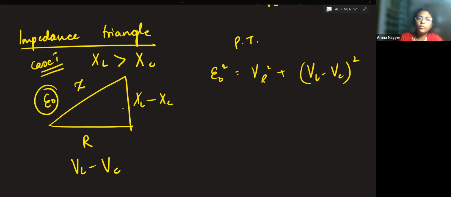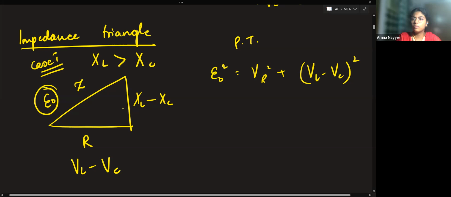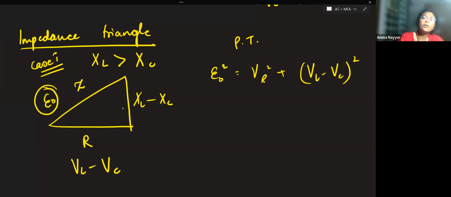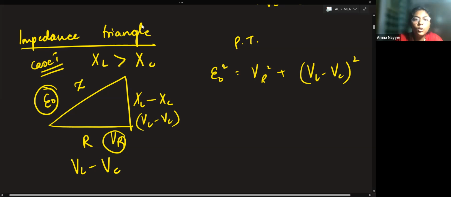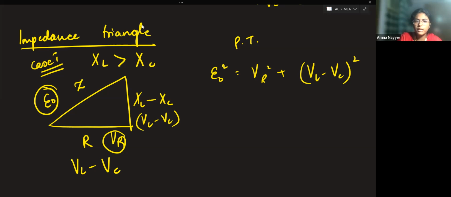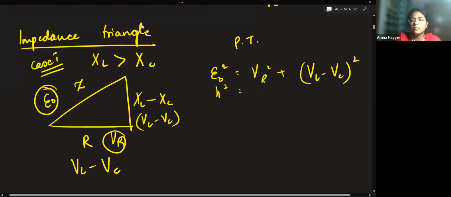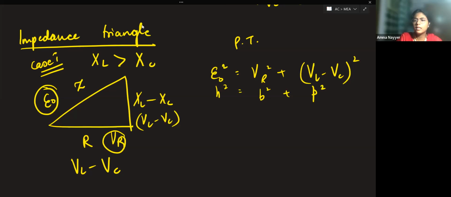Now if I write it in terms of voltage, the voltage for the whole circuit will be E naught. Remember I wrote E is equal to E naught sine omega t, so the peak value is E naught. XL minus XC will correspond to VL minus VC, and R will have VR. These are the values of potentials. Now, using the Pythagoras theorem, E naught square will be equal to VR square plus VL minus VC whole square, right? Hypotenuse square is equal to base square plus perpendicular square. That's what I have written.